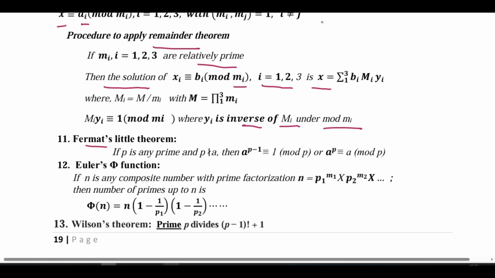Then Fermat's little theorem: if p is any prime and p does not divide a, then a to the power p minus 1 is congruent to 1 mod p, or a to the power p is congruent to a mod p. Then the Euler function: if n is any composite number with prime factorization n = p1 to the power m1 times p2 to the power m2 and so on, then phi(n) = n times (1 - 1/p1) times (1 - 1/p2).